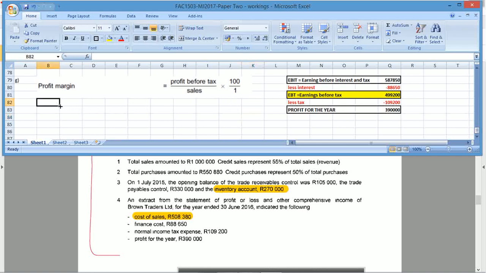Okay, right. So profit margin equals EBT, so 499,200 divided by sales. Where's sales? Here's sales. So million, right? Times 100 equals percent. Round up to 2 decimal places. Okay.